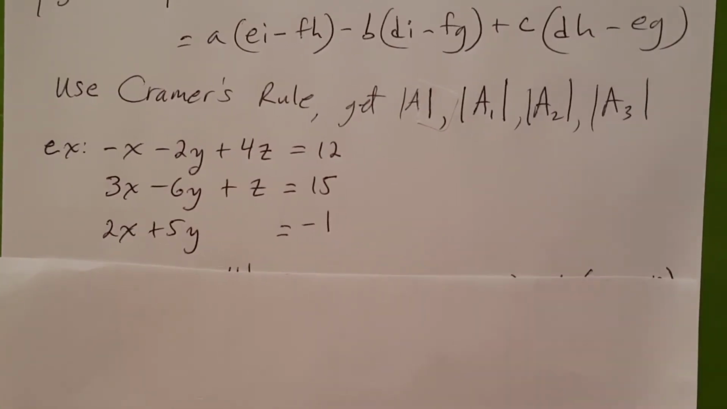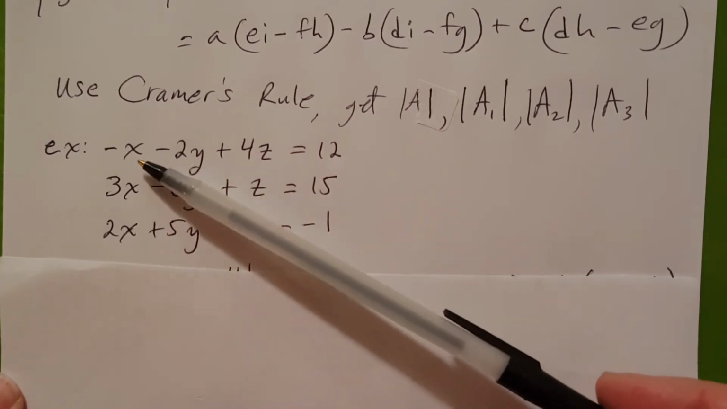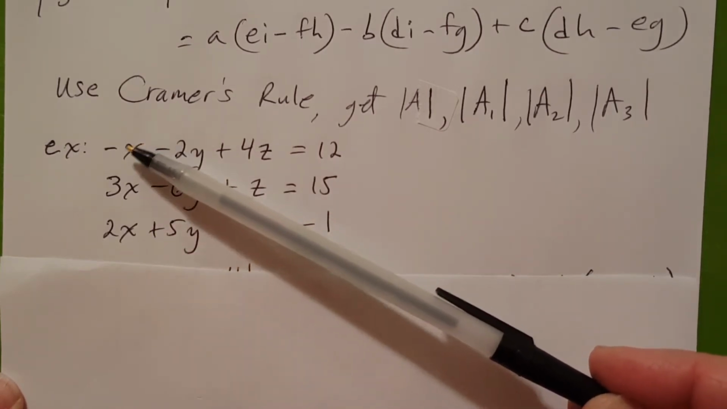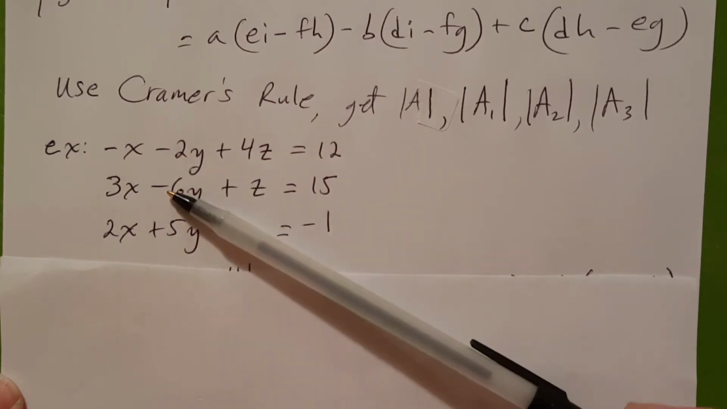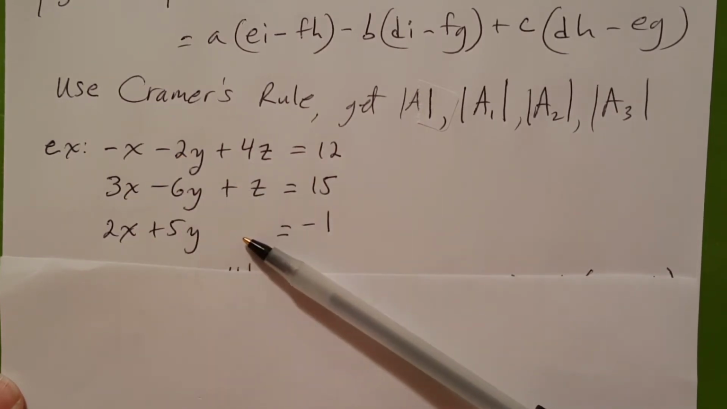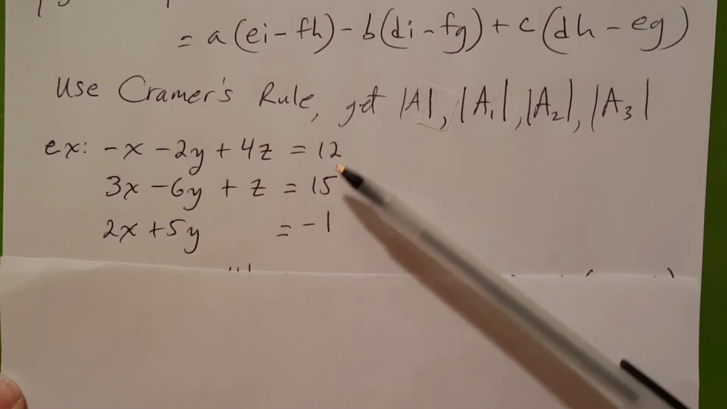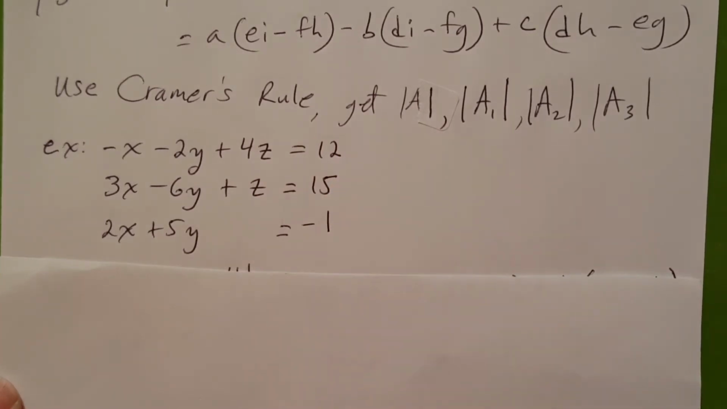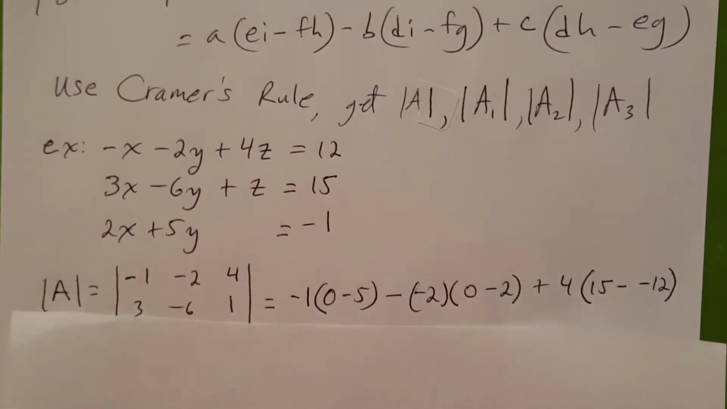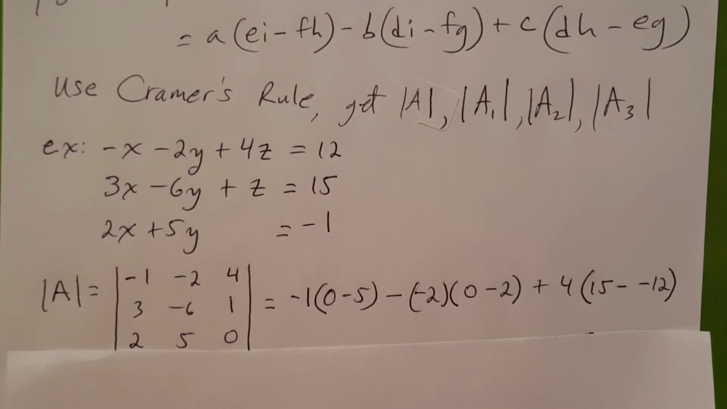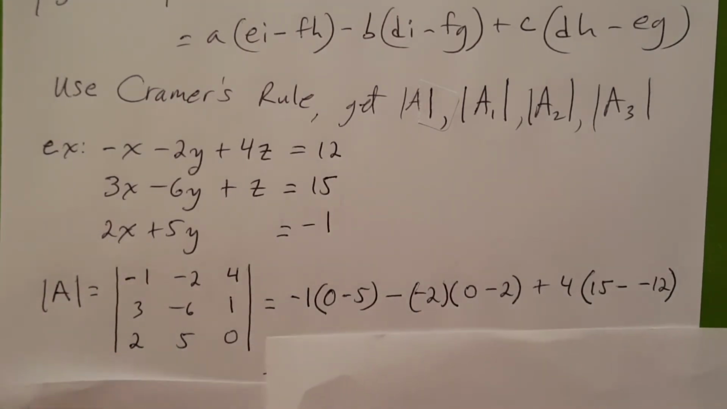Okay? So here's my system of equations, X, Y, Z, and you can plainly see that the A matrix is what? Negative 1, 3, 2, negative 2, negative 6, 5, 4, 1, 0. And the B matrix is 12, 15, negative 1. Okay, so I'm not going to write that down. I'm just going to use those numbers. Okay, so first, just like we talked about, let's find the determinant of A.